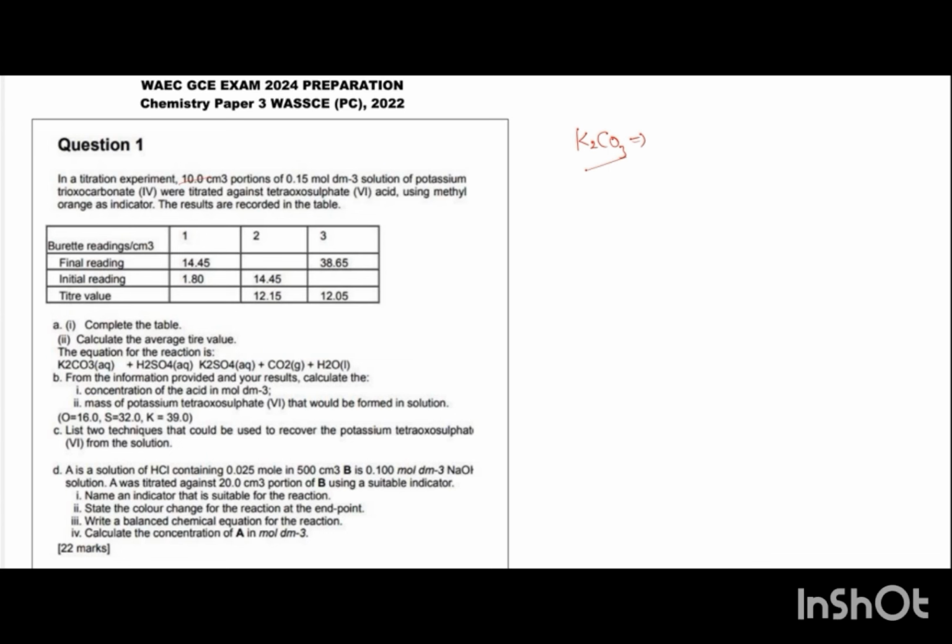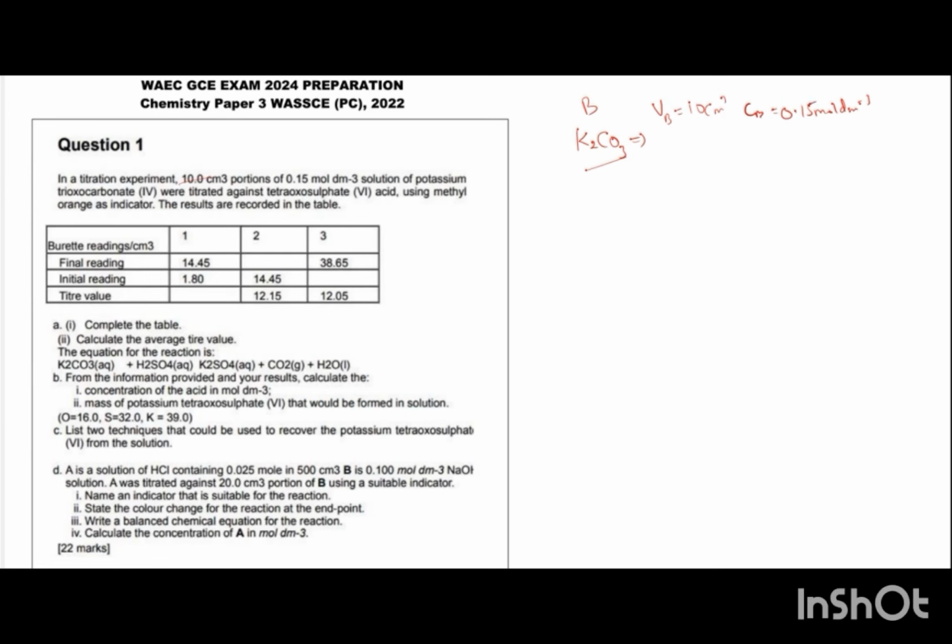So that's why it is called a weak base. Now the volume, base is usually represented by B, so I will represent the volume as VB, which is equal to 10 cm³ as given in the question. And the concentration is represented as CB, which is equal to 0.15 mol/dm³.